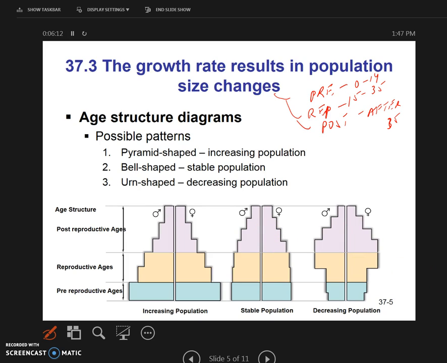Decreasing population, of course, is the one which is urn-shaped, and here the birth rate is way below the death rate. So in the pre-reproductive, there's a very small population, and the post-reproductive is the largest. So a very simple question, where would you want the population to be? Of course you would want the population to be in the bell-shaped diagram. You want the stable population.